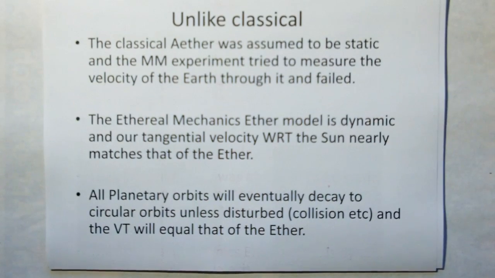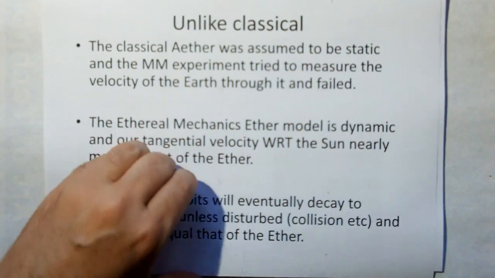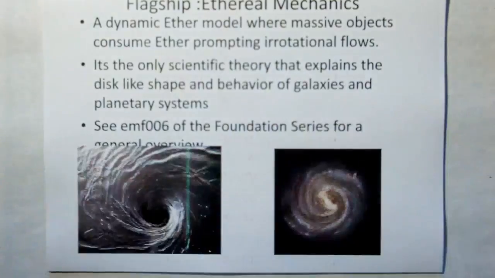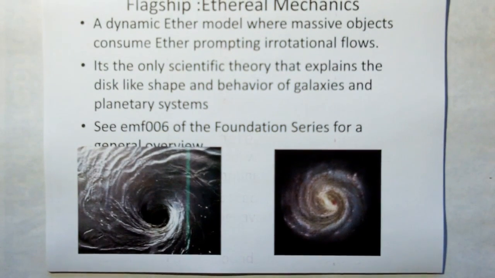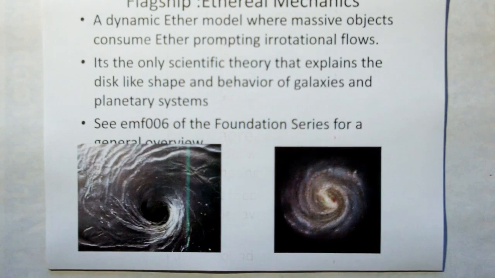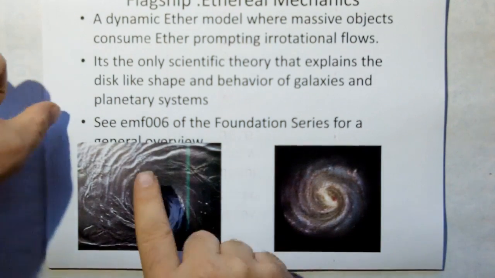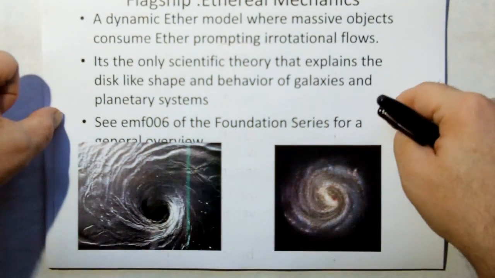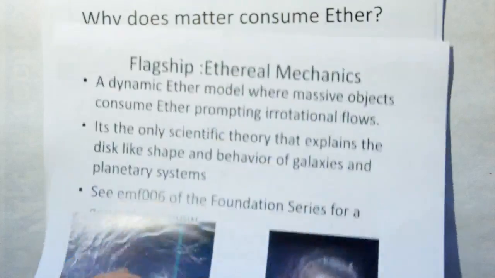Okay, so all planetary orbits will eventually decay to circular orbits unless disturbed by a collision or whatnot. And the flagship ether model, a dynamic model where massive objects consume ether, is the only scientific theory that explains the disk-like shape and behaviors of galaxies and planetary systems. And you can go to EMF 006 of the Foundation series for a general overview of ethereal mechanics.